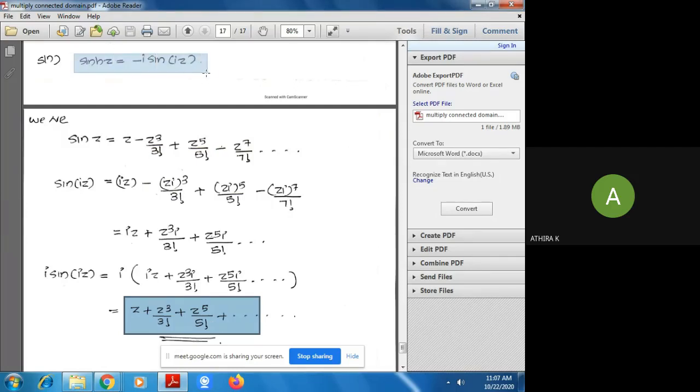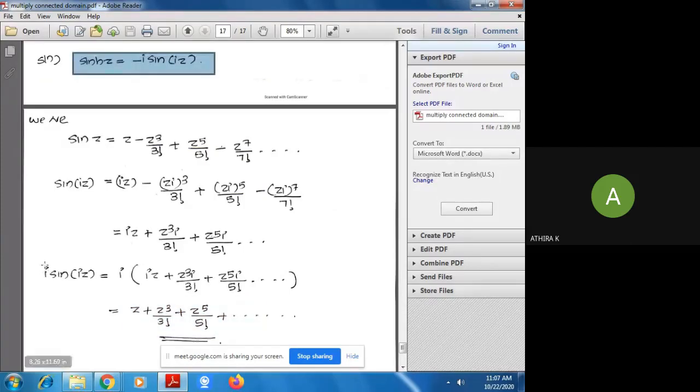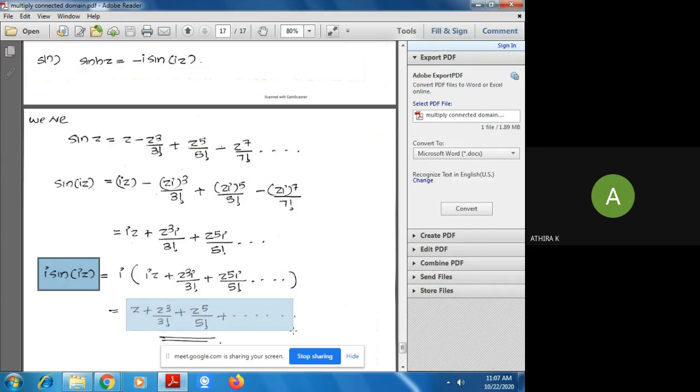We know that sin hz is equal to minus i into sin iz. Here I take i into sin iz and multiply throughout by a negative value, we get z plus z cube divided by 3 factorial plus z raised to 5 divided by 5 factorial, etc. Is it clear? Okay.